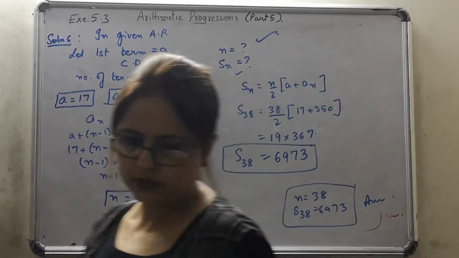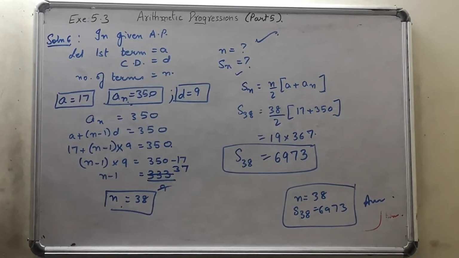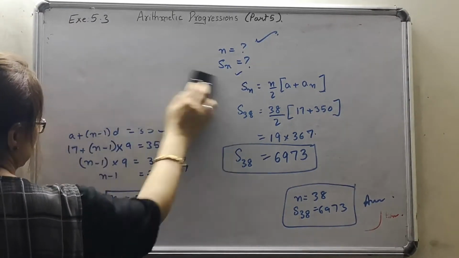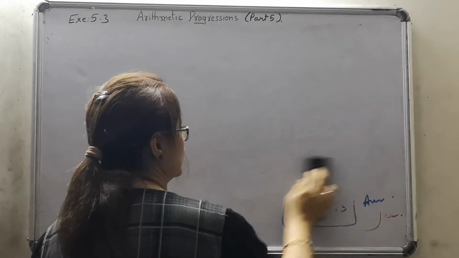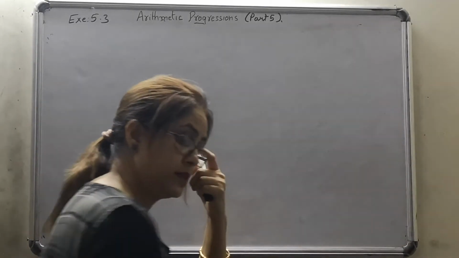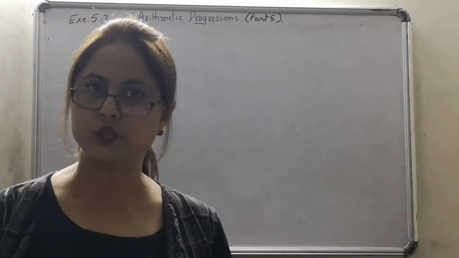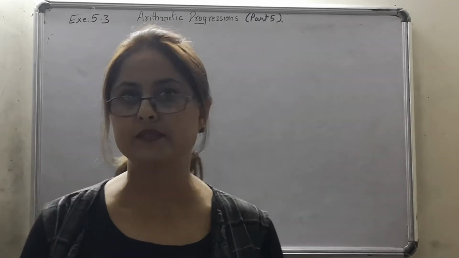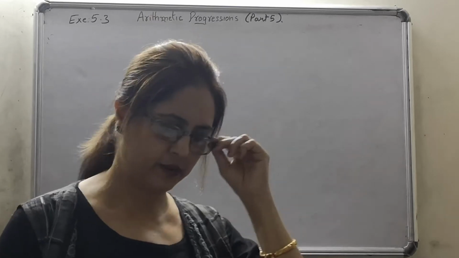Just read the next question. Now what does this question number 7 say? It says find the sum of first 22 terms of an AP in which d is 7, that is, common difference is given to be 7 and the 22nd term is given to be 149.